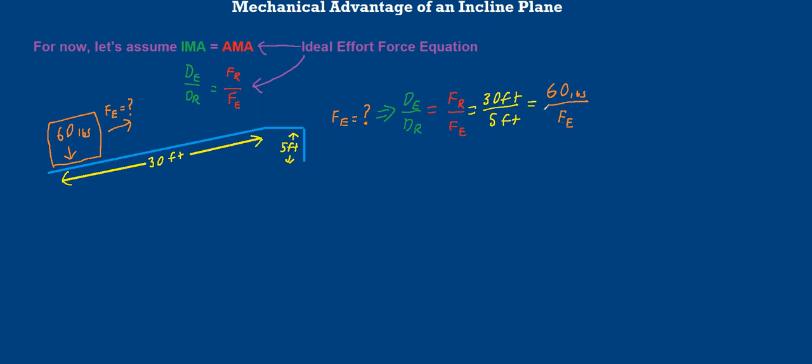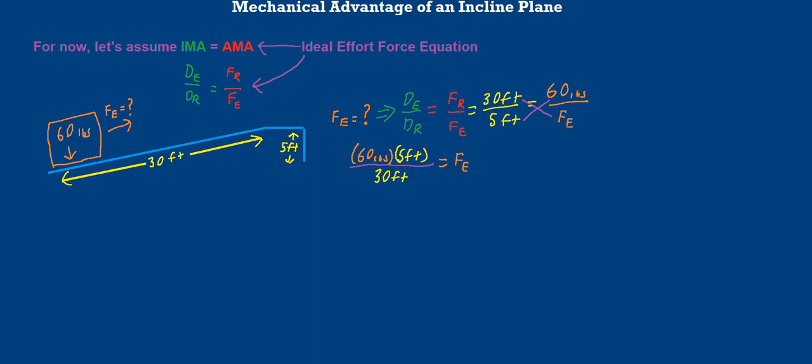And then to solve for our effort force, all we have to do is cross multiply and divide. We cross multiply the two numbers that are across from each other, that's 5 feet and 60 pounds, and then we'll divide by the 30 feet, which is across from our effort force. And so we'll just plug in those numbers. We'll put 60 pounds on top multiplied by 5 feet. And we'll divide that by 30 feet, which is across from our effort force. So we'll put 30 feet on bottom, and we'll set that equal to our effort force, or our FE.